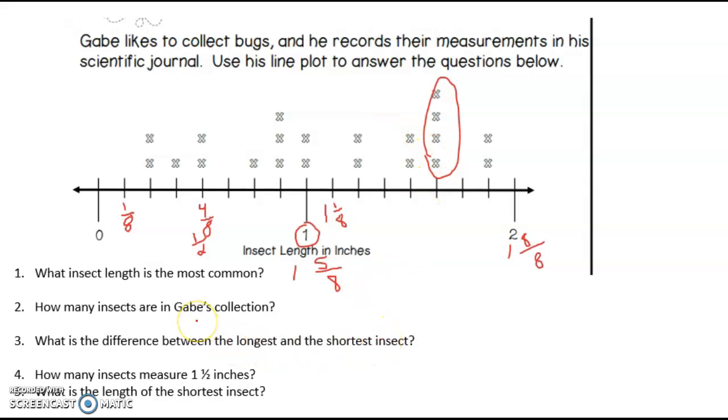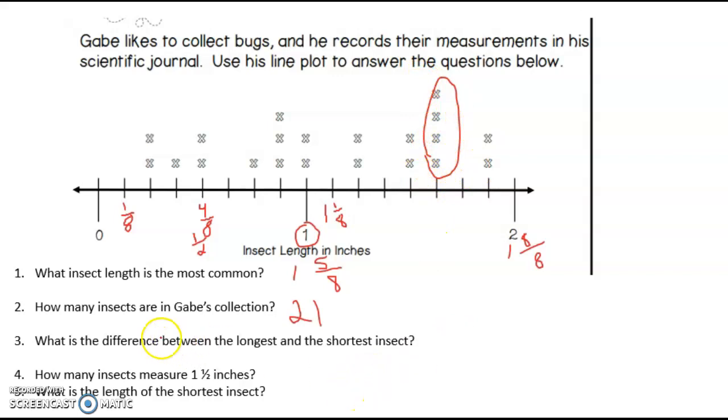How many insects are in Gabe's collection? Well, all we got to do for this one is count the X's. I'll give you a second so you can count the X's. And I hope you came up with 20. Ha ha, tricked you. It's not 20. I was going to see if you were paying attention. It's not 20. What is it? 21.